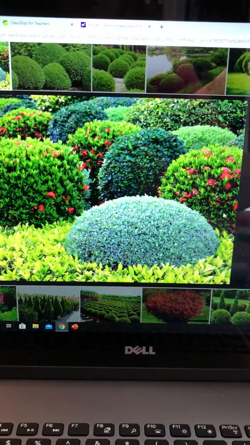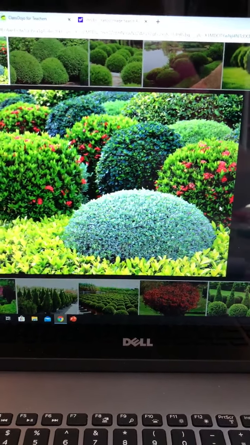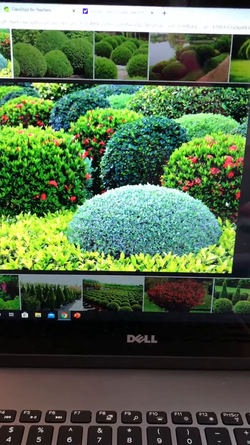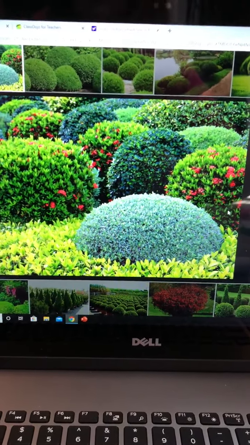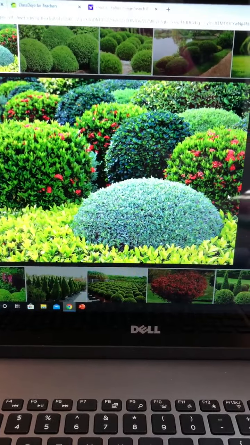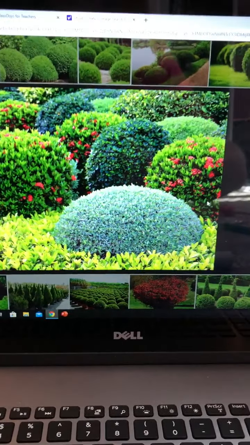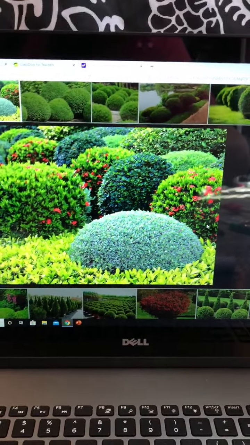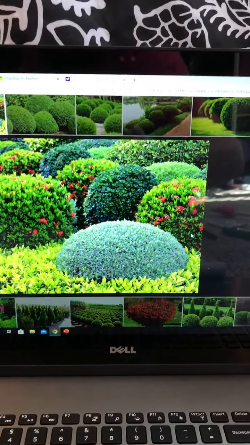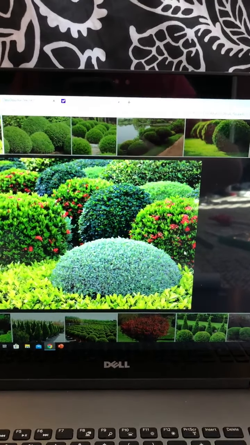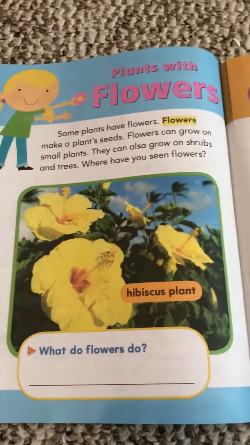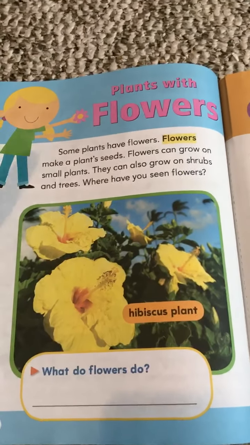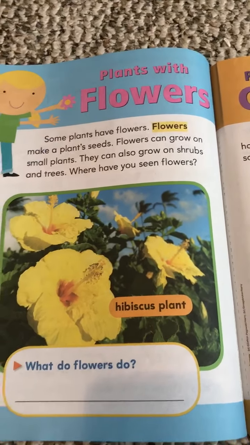So those are what we call shrubs. Shrubs are like a bush. I usually call them bushes, but they're the same thing, bushes and shrubs. But the vocabulary word in science that we are going to use is shrub. We would call those shrubs. So today, we are going to be learning about flowers and cones. We're going to be on page 160 in your Learning in Place packet, and the heading says plants with flowers.